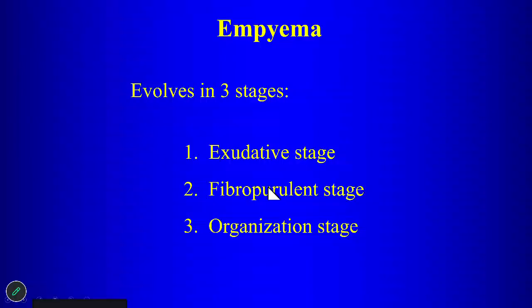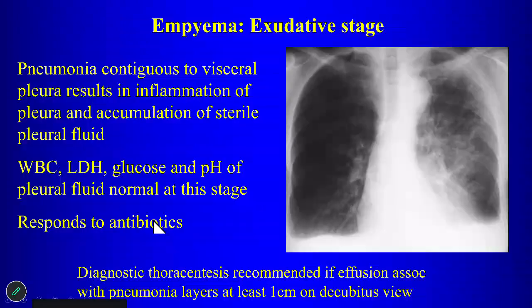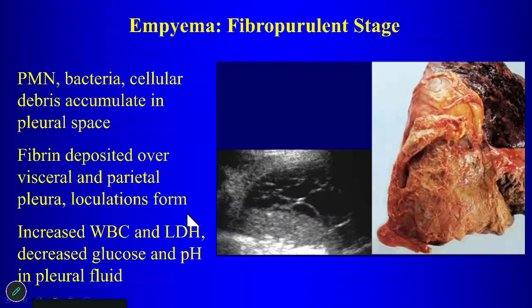So typically empyema evolves in 3 stages: exudative, fibropurulent, organization stage. So you can get effusions next to pneumonia. In the beginning, they don't have to be empyema. And then if the patient is treated, the effusion will go away if it's not an empyema. Diagnostic thoracentesis is recommended if the effusion layers at least 1 centimeter on the decubitus views in patients with pneumonia.